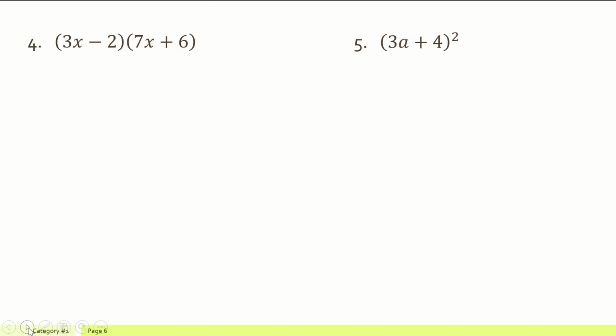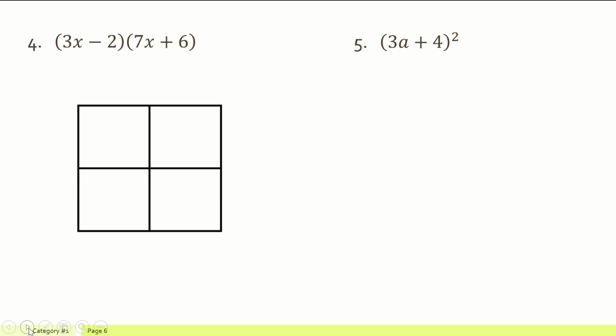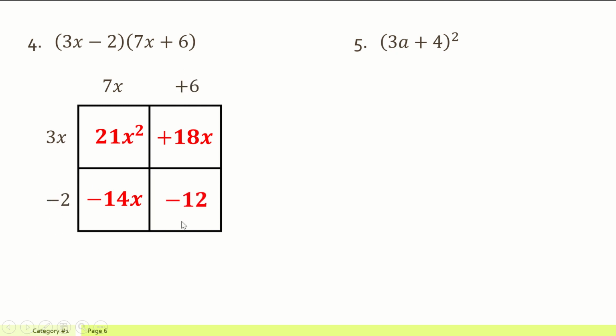Number 4, looks like we have a binomial times a binomial. We looked at using the box method when we're multiplying polynomials, so we could set it up as such: 3x minus 2 times 7x plus 6. 3x times 7x is 21x squared. 7x times the negative 2 is negative 14x. We're multiplying these outsides: 3x times 6 is 18x. And to multiply our last two would be negative 2 times positive 6.